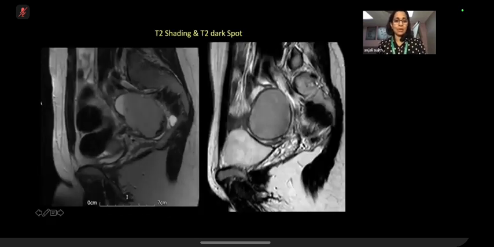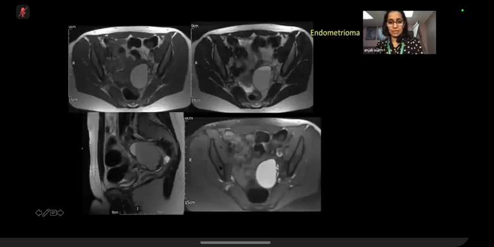So endometrioma, let me go back to the slides. Endometrioma, because of repeated cyclical bleeding, is a hemorrhagic lesion. So it will be bright on T1, remains bright on fat saturated image, and on T2 it will be of low signal. We'll come to that. This appearance is called T2 shading, and these features all fit with an endometrioma.